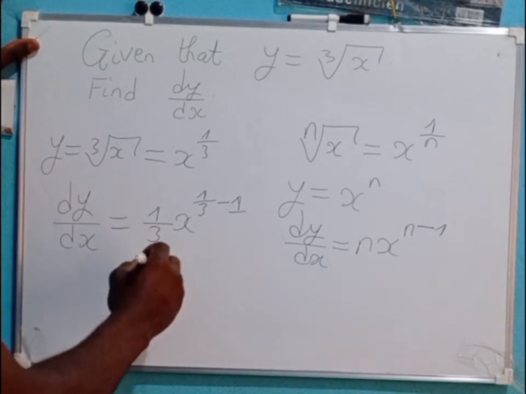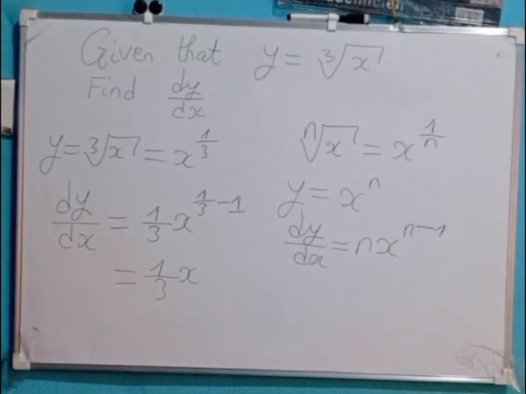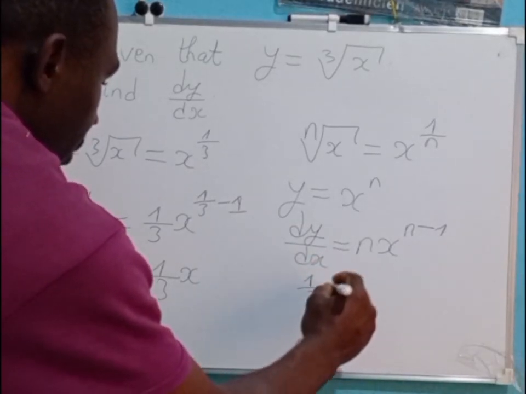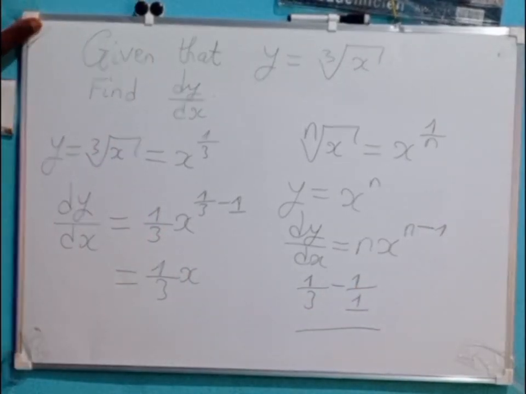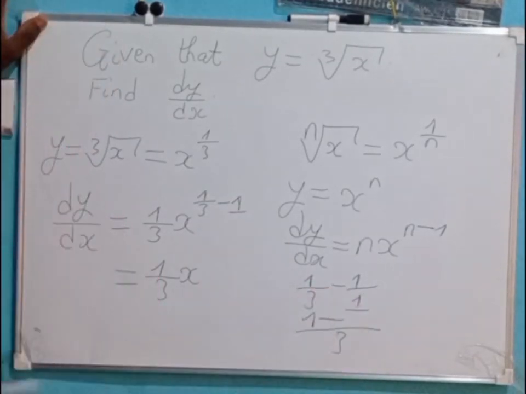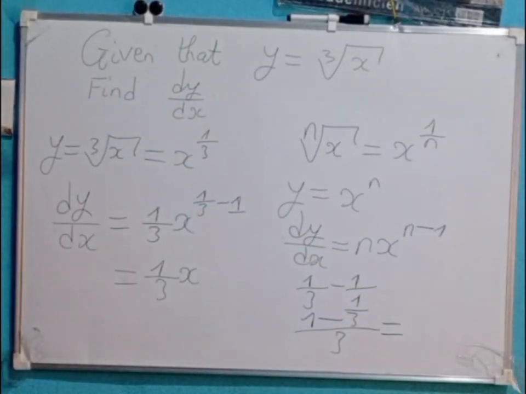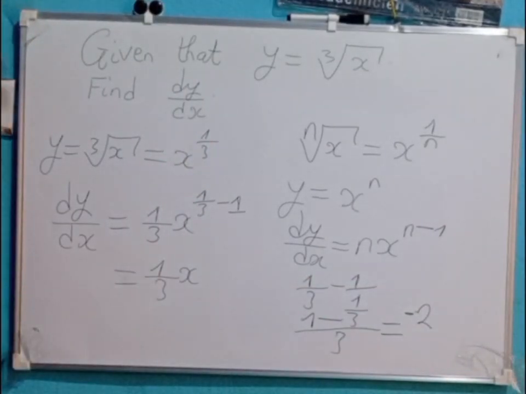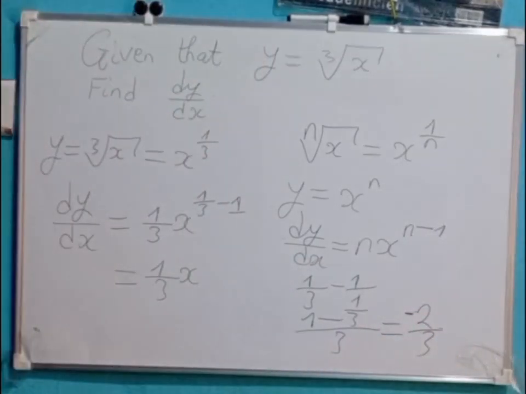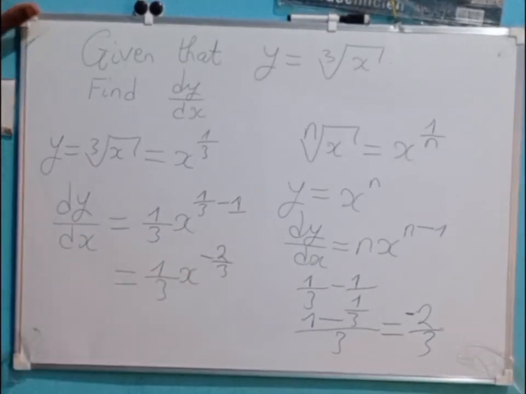This will simply be equal to 1/3 times x raised to the power, let's perform the subtraction, 1/3 minus 1. 1 can be expressed as 1 over 1. The LCM of the denominators is 3. 3 divided by 3 gives us 1 times 1, 1, minus 3 divided by 1 gives us 3 times 1, 3, is simply equal to 1 minus 3 gives us 2. The numerator, we have negative 2 all over 3. So this will simply be equal to 1/3 times x raised to the power negative 2 on 3.